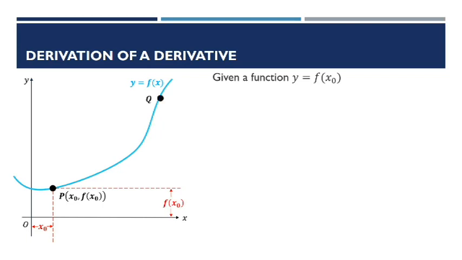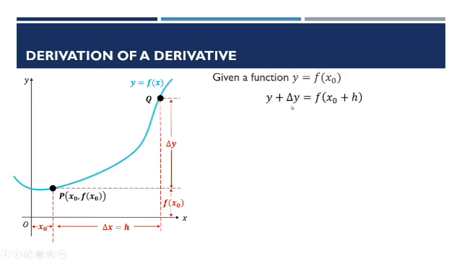Now, let's say we have another point, Q. Ngayon, ang coordinate ni Q away from the origin, magkakaroon tayo ng additional distance, which is increment ng x, let's say equal siya sa h, and yung distance niya along the y-axis ay may additional na increment ng y. So yung coordinate or distance ni Q away from the origin would be y plus delta y or increment of y is equal to function of x sub 0 plus h, which is increment ng x.